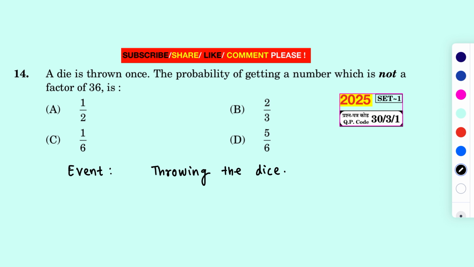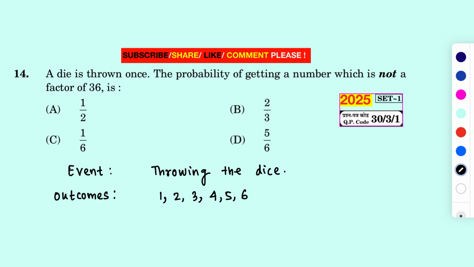And the outcomes, if you throw a die, then what we will find? Either we will find 1 on the top face, 2 on the top face, or 3 or up to 6. So these are the outcomes. Outcomes are 1, 2, 3, 4, 5 and 6. Any one of these numbers will come on the top face.